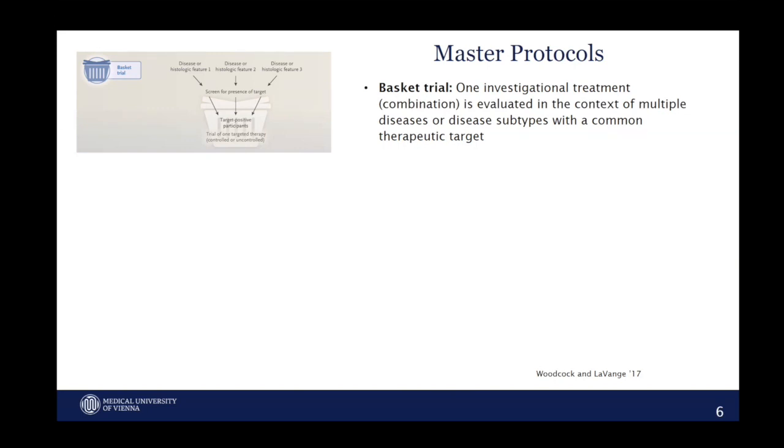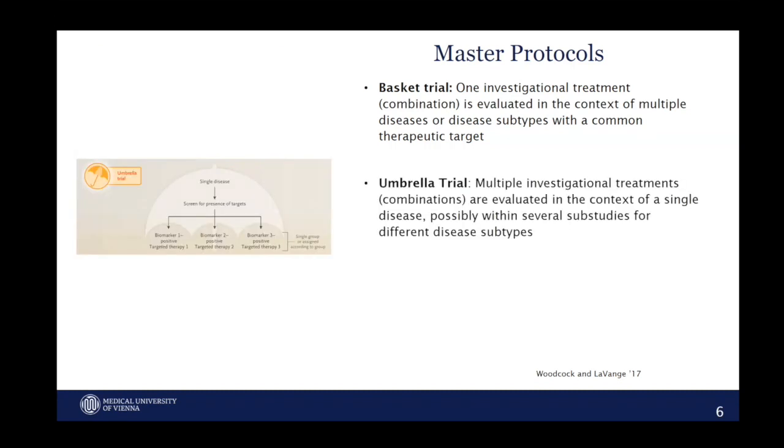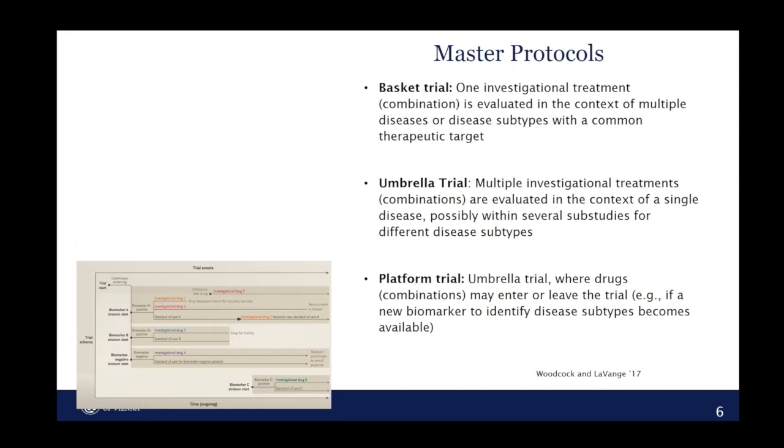So I have one treatment and I try it in multiple diseases. Then we have umbrella trials. Now it's vice versa. Here we have multiple investigational treatments, which are evaluated in the context of a single disease, possibly within several sub-studies for different disease subtypes.